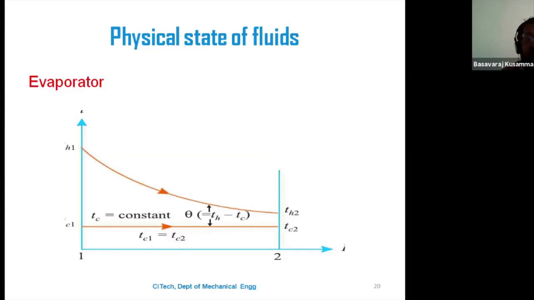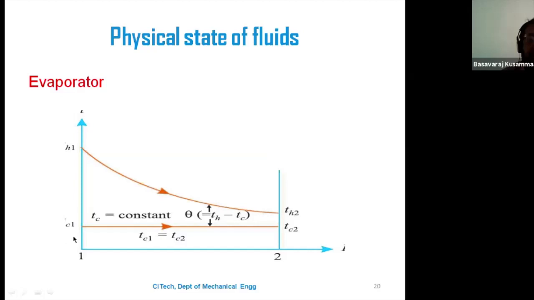The hot fluid temperature goes on decreasing here. Understand? So TH1, the hot fluid temperature, decreases to TH2 here. Okay? In the evaporator, that means heat transfer takes place from the hot fluid to the cold fluid here.